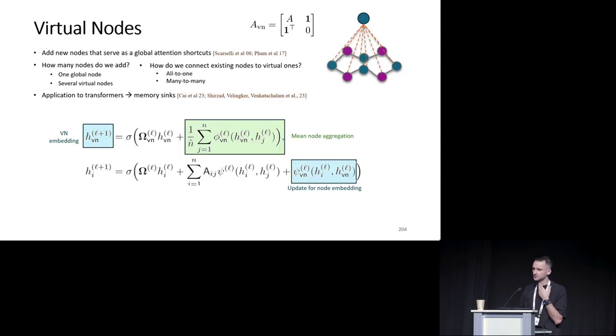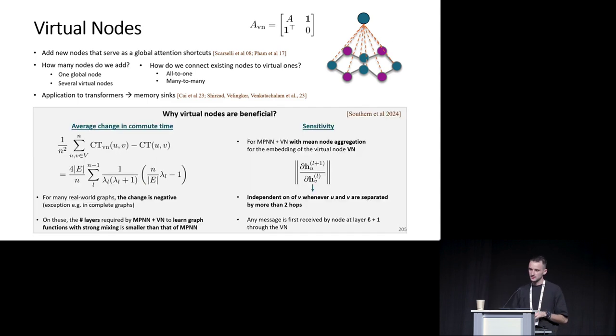Other approaches are virtual nodes that they solve over-squashing. We add a virtual node, and the idea is that it creates like a shortcut in the graph and connects, and it serves as a shortcut for the information. And it works for a couple of things by the work of Southern et al.